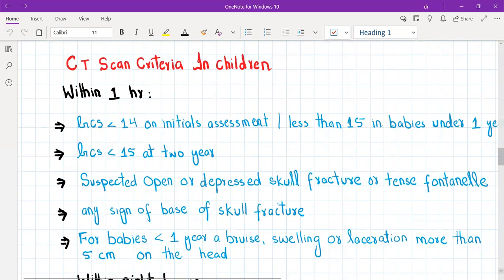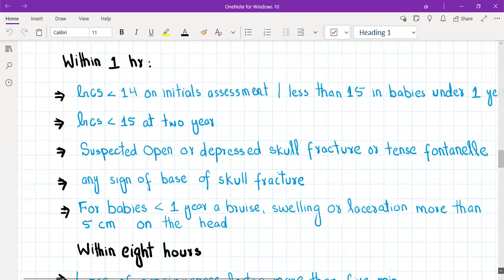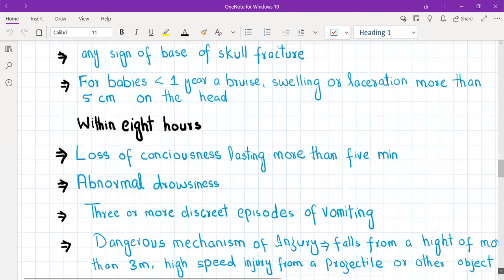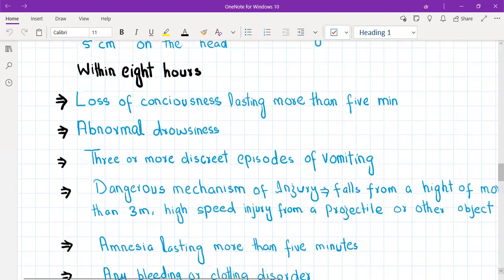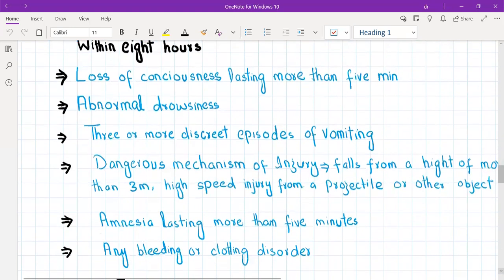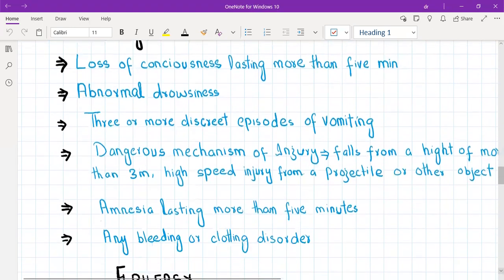Now, within 8 hours, you have to perform a CT scan if there was loss of consciousness lasting more than 5 minutes, any abnormal drowsiness, or 3 or more discrete episodes of vomiting. In adults, it was 1 or more, but in kids, it's 3 or more episodes of vomiting. Then dangerous mechanism of injury, the criteria is the same: fall from a height of more than 3 meters or 5 steps, or high-speed injury.